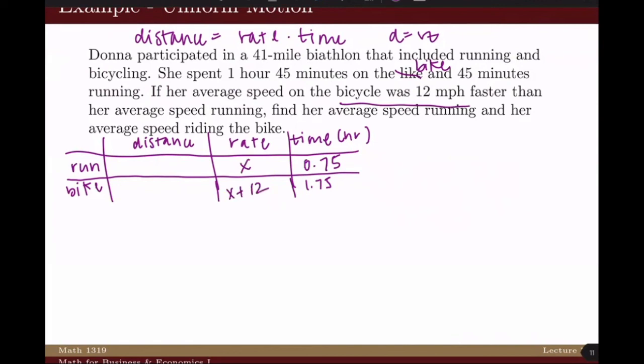Now distance equals rate times time. So my distance for running is going to be my rate, which was X, times my time, which was 0.75. And my distance for biking is going to be my rate X plus 12 times my time, which was 1.75. Now my total distance, I'm going to add my distance running to my distance biking, because it does say we did a total of a 41-mile biathlon. So that's my total distance. So 41 is going to equal the distance I ran plus the distance that was on the bike.